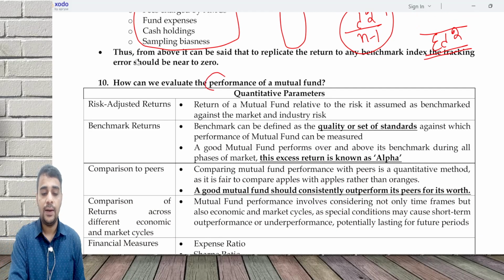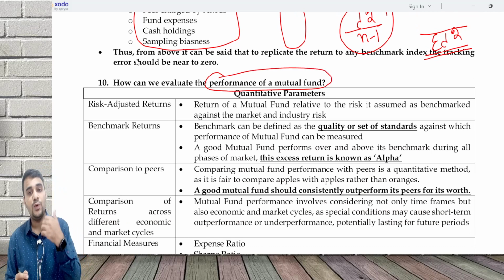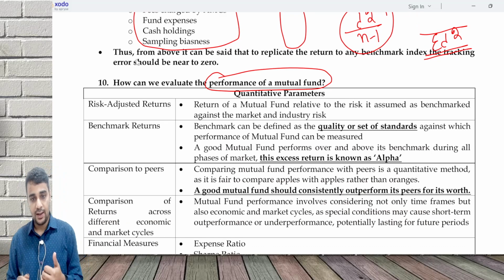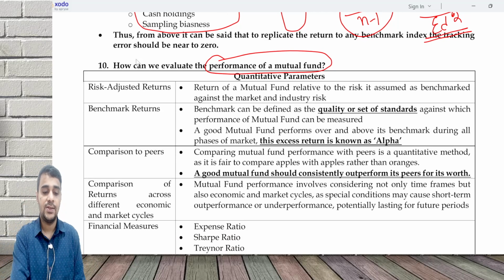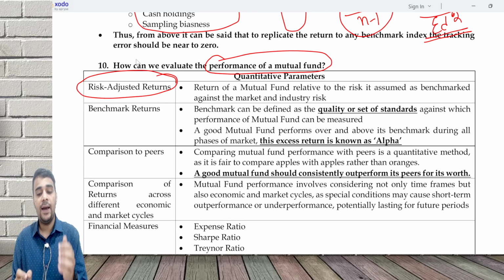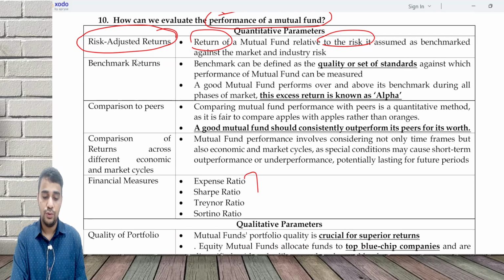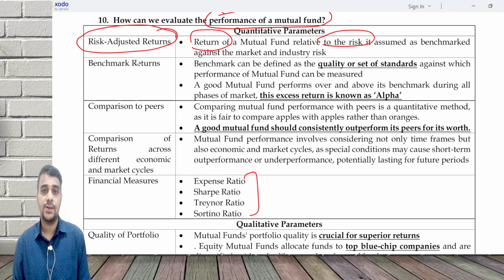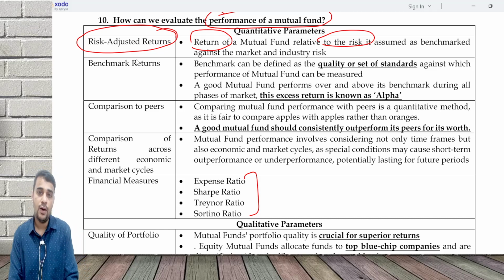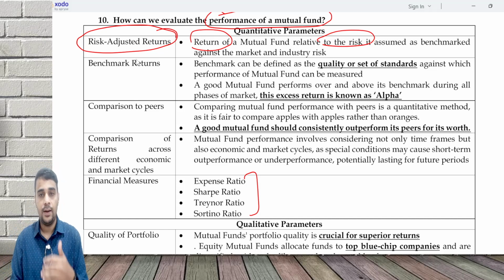How can you evaluate the performance of a mutual fund? Very critical. One, I want to know when to enter into a mutual fund, but I also want to evaluate its performance over a longer period. Risk adjusted return is comparing the return of a mutual fund with the risk being taken. You do it through the Sharpe ratio and Treynor ratio. Sharpe ratio measures the excess return to the standard deviation. Treynor measures the excess return to the beta. Sortino ratio is also there, which is not very critical because there is no problem solving on it. Expense ratio is also one of the measures.